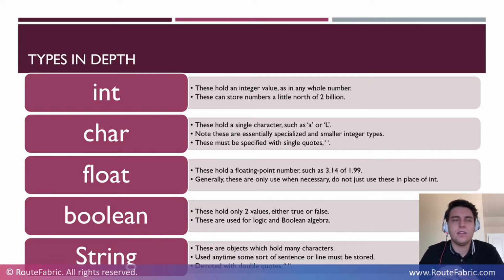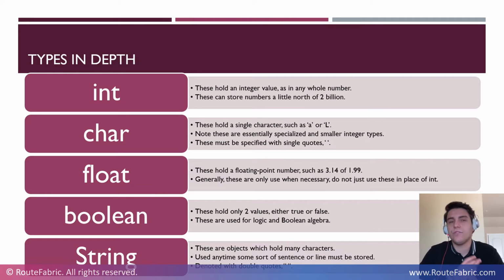All right, so this is just a little bit more in-depth overview of the primitive types and also string is on here. So int, this refers to an integer value. So this is any whole number. So you can do -1, 0, 1 million, anything like that. So the int type can store numbers a little north of 2 billion, and that goes both ways. So positive 2 billion and negative 2 billion.